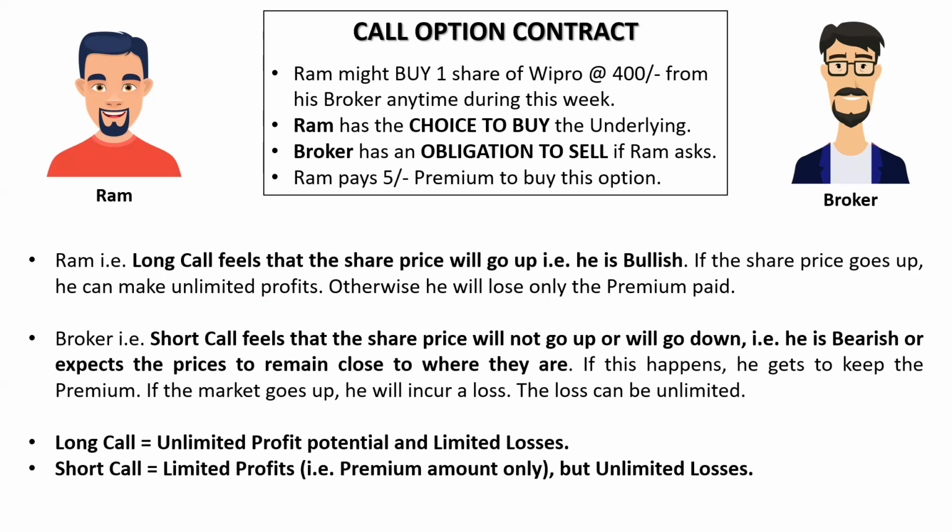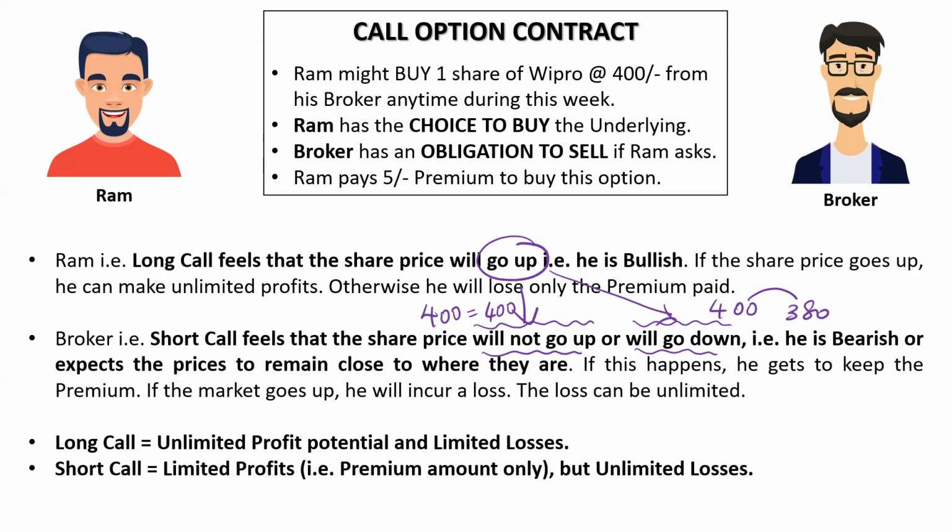The broker, on the other hand, the short call, he feels that the share price will not go up or it will go down. If 400 remains at 400, that means the share price has not gone up. If 400 becomes 380, then the share price is going down. So the opposite of going up is not going up and going down. Both are different things. They are not the same. Not going up means 400 is going to be at 400. Going down means 400 is going to become 380.